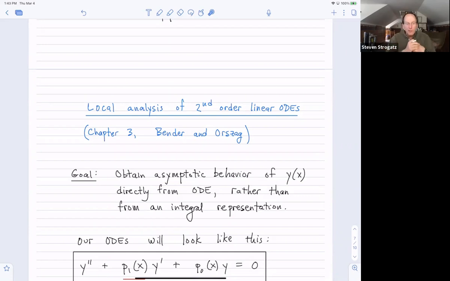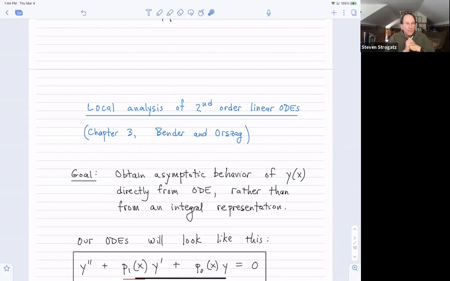Just look at the equation, and almost by magic, you can read off how y of x will behave close to the point of interest. So it's pretty magical. It's in some ways easier than dealing with integral representations, but the downside is that we will get the dependence on x, but we won't get a prefactor. We won't know the constant. Like we'll know a constant times some function of x is the functional behavior close to that point asymptotically, but we won't know the constant.